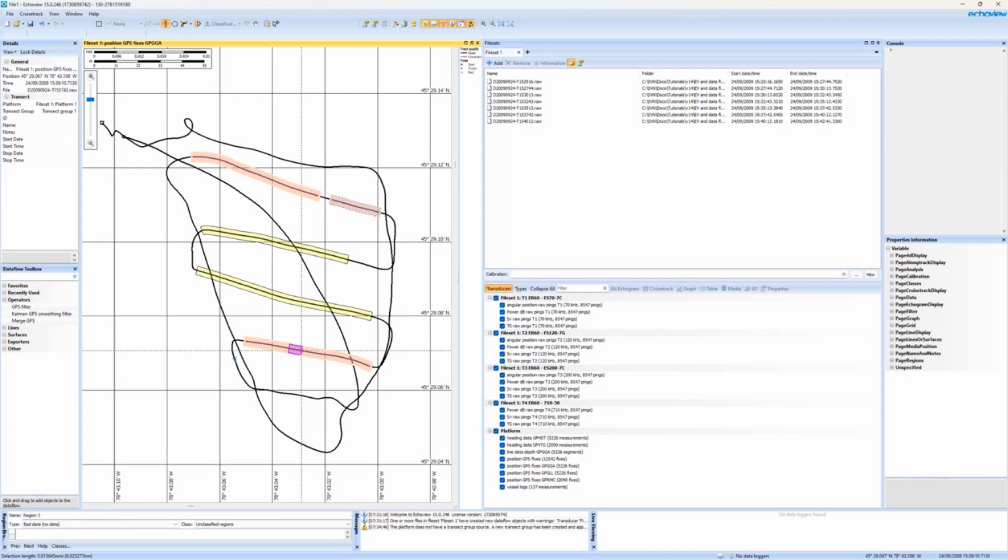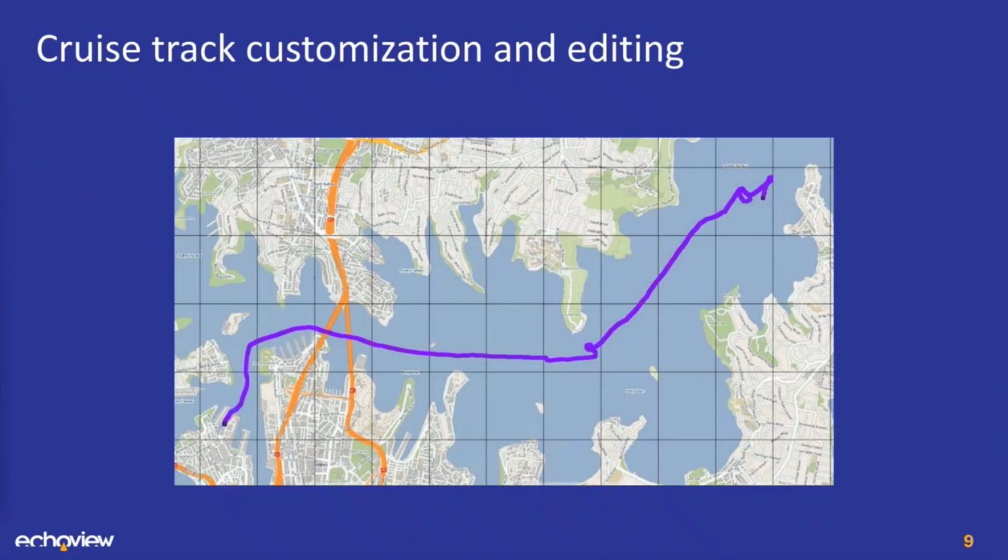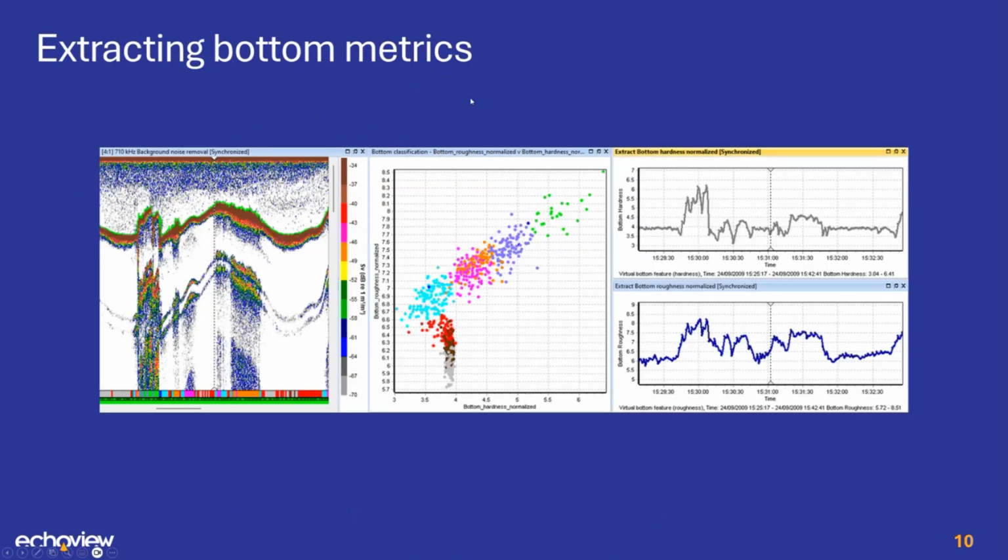Thanks. Hope that helps. Next topic, extracting bottom metrics. So for this topic, we've had bottom classification in Echoview for quite a while. Basically, what we do here, if people are not familiar, is we partition our pings into discrete classes that describe and represent different types of bottom substrates. Could be mud, could be sand, could be rocks. It's an unsupervised process, so we don't actually tell you what it is, we just classify.